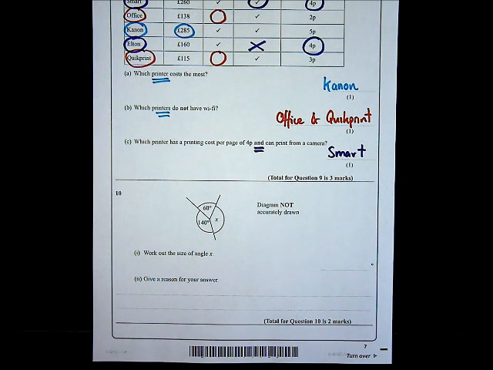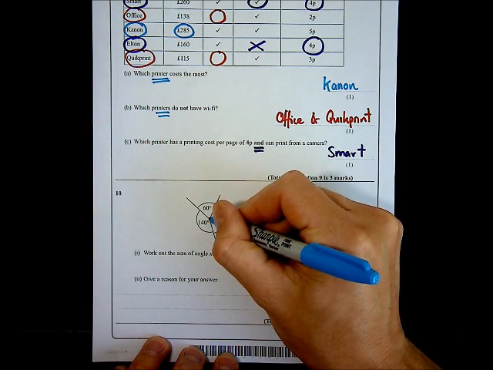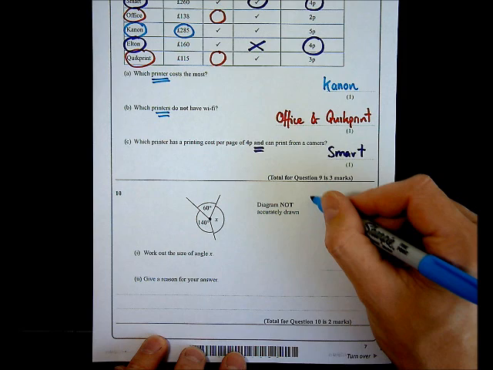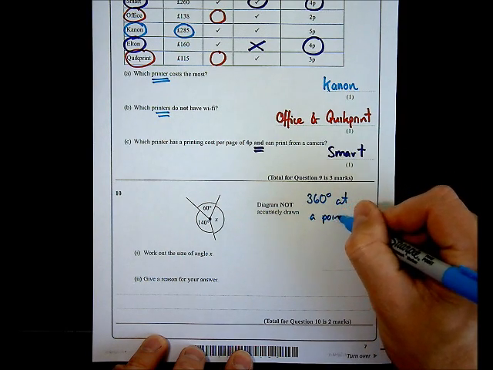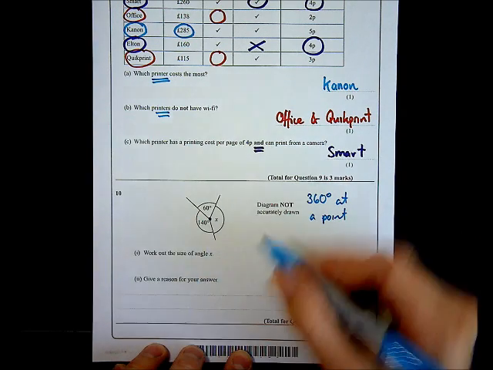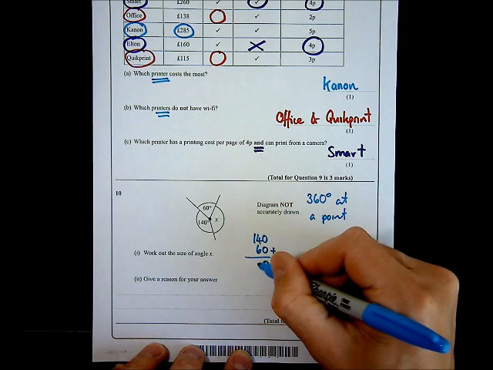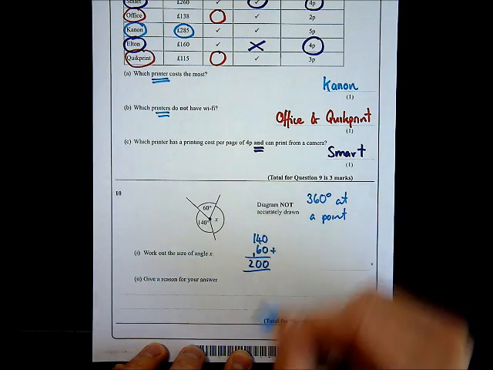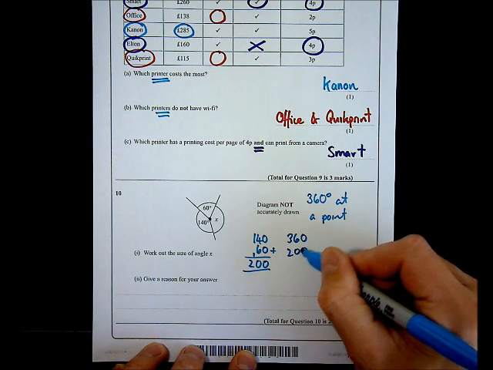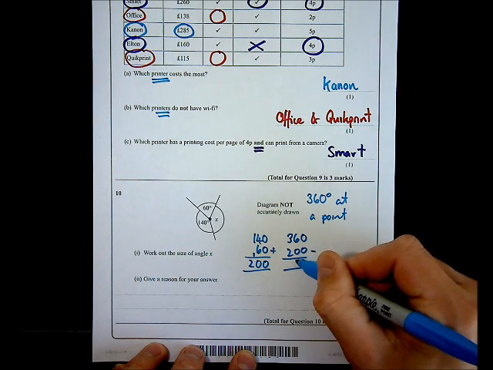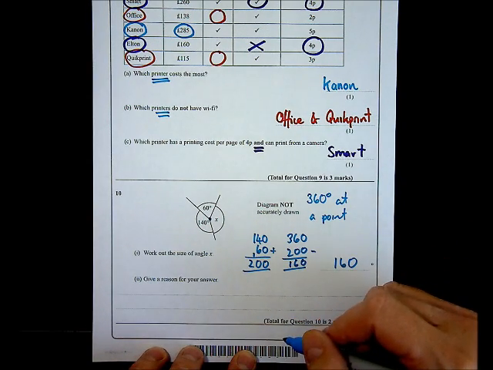In question 10, I'm asked to work out the size of angle X, and I'm shown a diagram here now. In the middle of this diagram is a point, and therefore I'm going to use the angle fact that there are 360 degrees at a point. So to work out the size of angle X, I'm going to do 140, and I'm going to add on 60, 200, and then I'm going to take that away from 360. So 160 degrees.